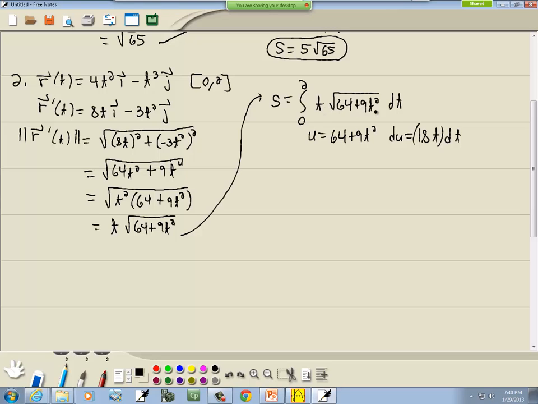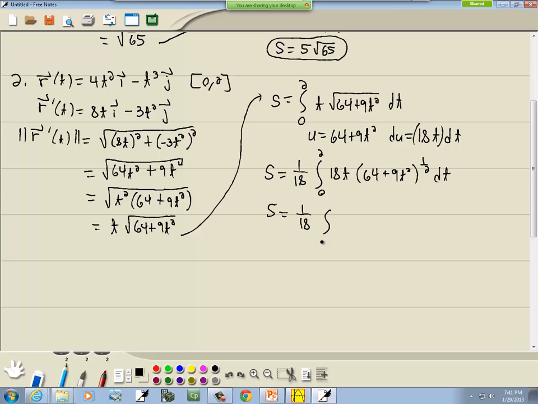Well, we have the t in here, we have the dt, we don't have an 18, so we need to put an 18 in there. I'm going to offset it with a 1 over 18 out in front. And then I have 18t, and I'm going to go ahead and write this in rational exponent form, fractional power form. So the square root becomes 64 plus 9t squared to the 1/2 power dt. And I forgot my 0 and 2. Okay, so now we're ready to do our substitution.